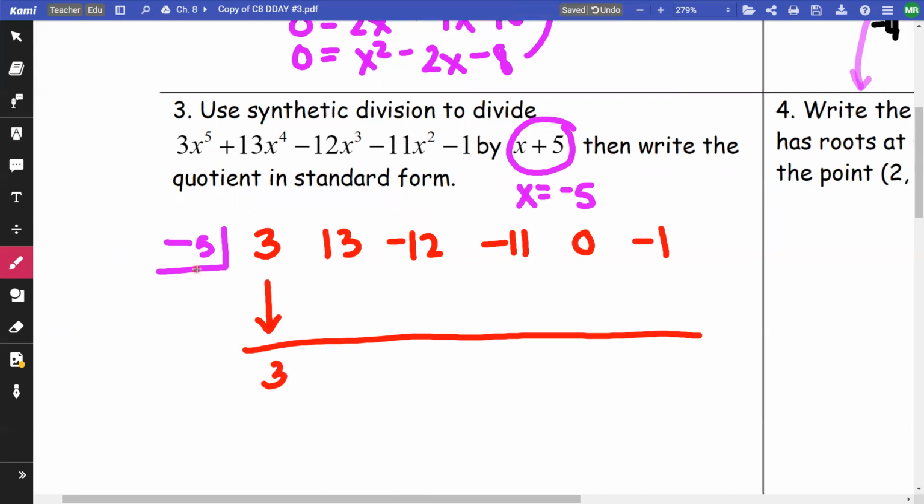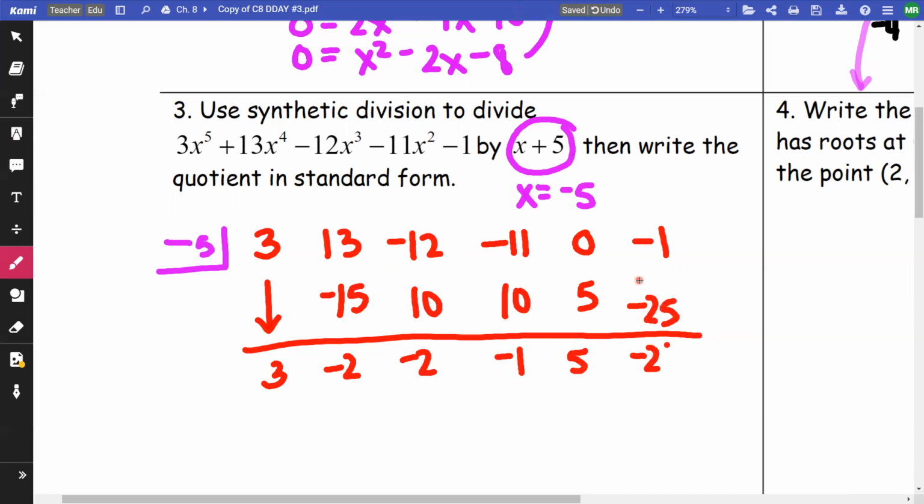3 times -5 is a -15. I combine and I get a -2. -2 times -5 is a 10. I combine, I get a -2. -2 times -5 is a 10. I combine, I get a -1. -1 times -5 is 5. I combine, I get a 5. 5 times -5 is a -25. I combine, I get a -26.